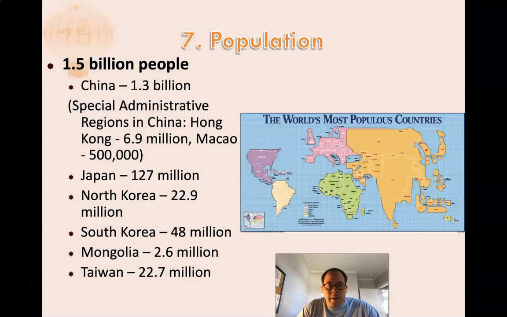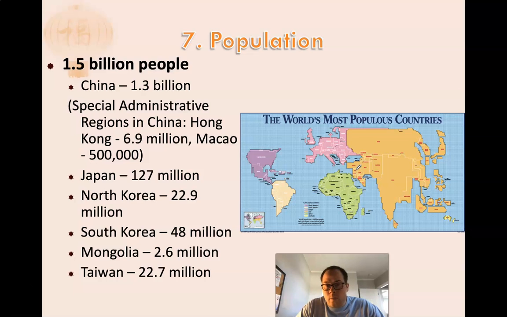The population of the region is 1.5 billion people, 1.3 billion in China, and these numbers are a little old, so they're going to be a little bit higher. There are special administrative regions in China, Hong Kong and Macau. These are called economic zones, where they have more freedom than in the rest of the country.